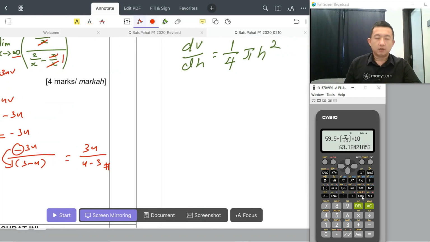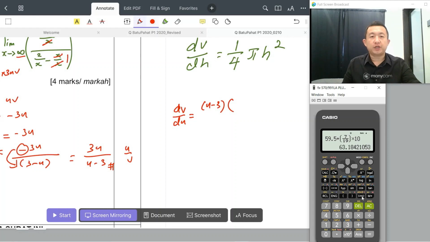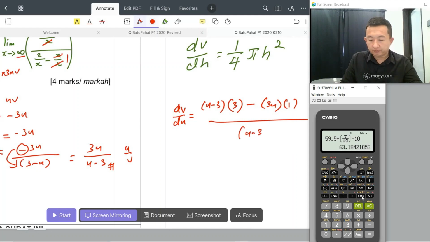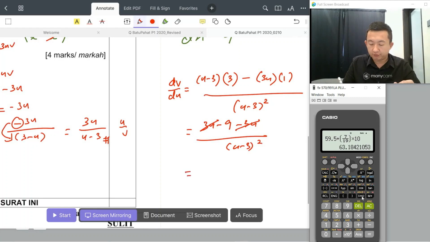Hopefully you remember the quotient rule: u over v, dv du equals to v. Differentiate 3u, and then you put u. Differentiate v, you have 1, followed by v squared. So 3u minus 9 minus 3u, and cut it off. Your final answer.